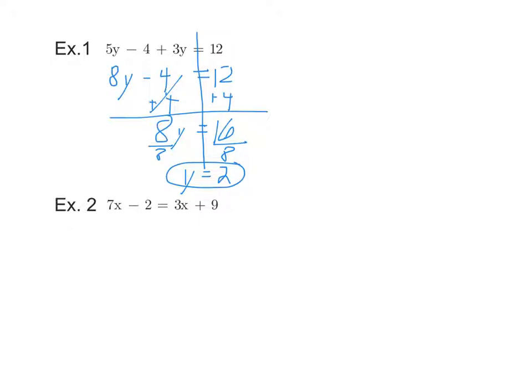You can see the next one's just slightly different. There are x's on both sides. I need to get them together on the same side. Usually I do the left. So first, I'm going to move this 3x to the other side. It's positive right now, so in order to move it to the other side, I'm going to have to make it negative or subtract it. Seven x's minus 3x's are 4x's.